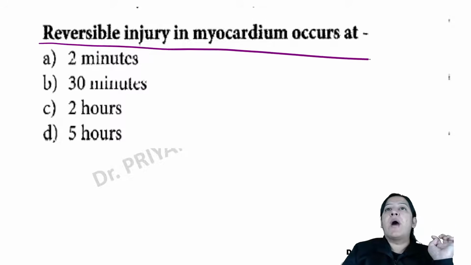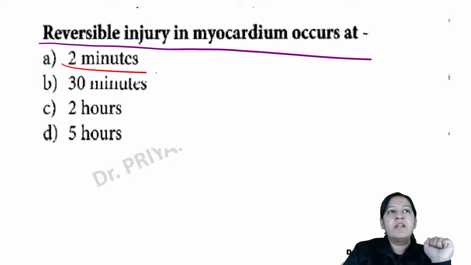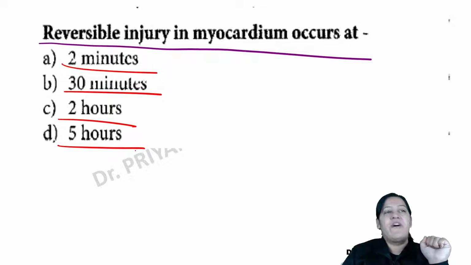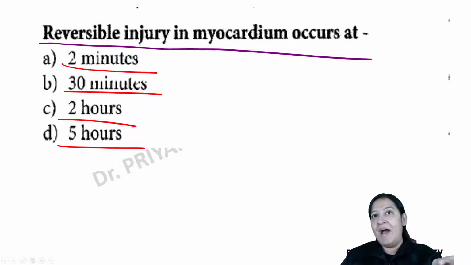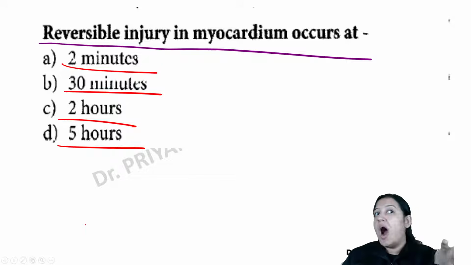Reversible injury in myocardium. Up to how many minutes or hours is it reversible? The options are 2 minutes, 30 minutes, 2 hours or 5 hours. Reversible means normal. So after MI, until what time is it reversible? Is it 2 minutes, 30 minutes, 2 hours or 5 hours?